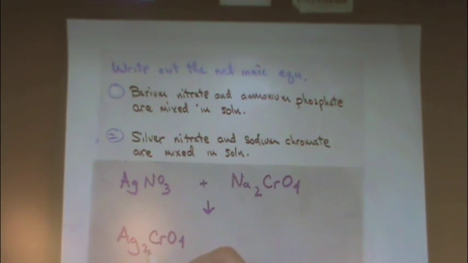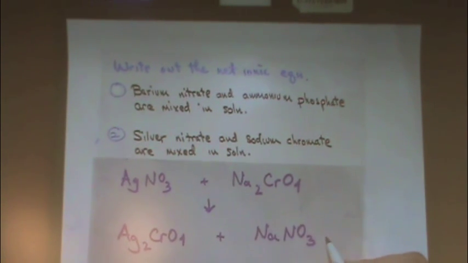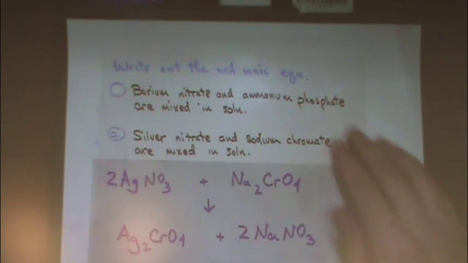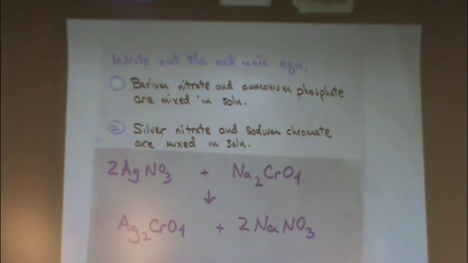Remember, I need 2 silvers because they're +1. And the sodium goes with the nitrate. Okay, there's my reaction. Let's double check that it's balanced. So I need a 2 here and a 2 here. That's step 1 of my net ionic equation. Step 2, grab your solubility rules.